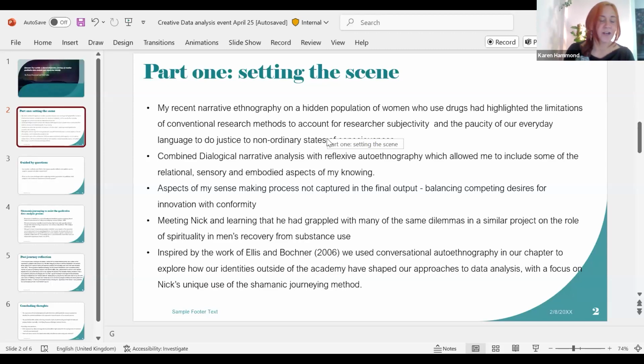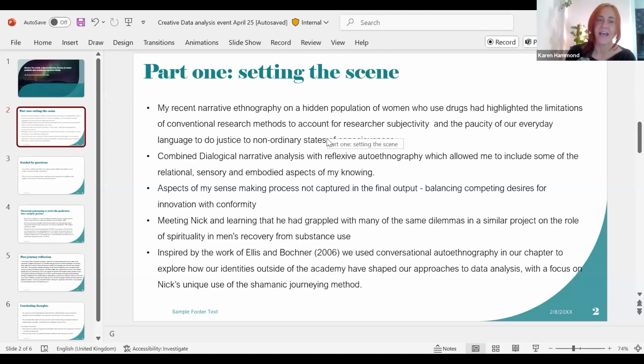So inspired by the work of Ellis and Bochner, who use a method of conversational autoethnography, we decided to put this chapter together to explore some of the questions that we had and really how our identities outside of the academy had shaped our creative processes to data analysis. And this was really reflecting on what for me is that dynamic process of working relationally in research as well. The project definitely evolved and was quite fluid.